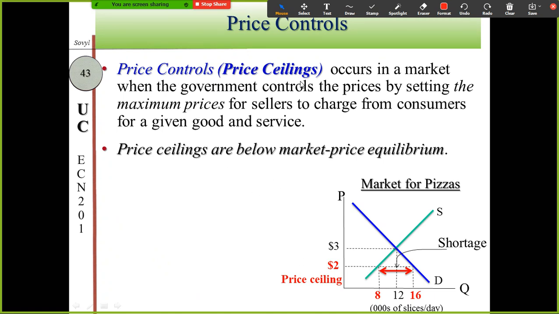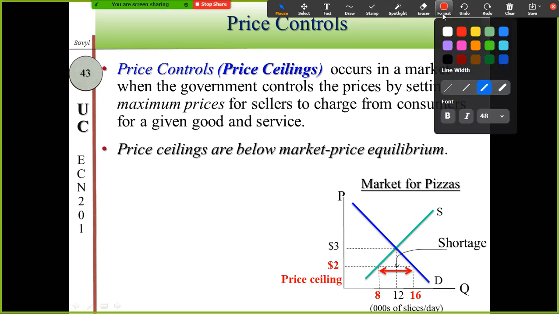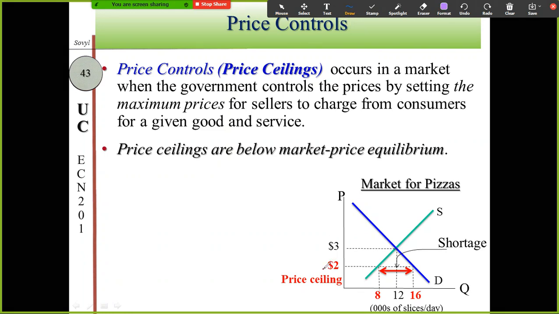Price ceilings are price controls that set a maximum price. However, it is a maximum price that in the market is still below the market price. When it is below the market price, based on the previous slide, this is a shortage. But this shortage cannot disappear. Why? Because the government controls the price. That means this price cannot go to 3. This price cannot increase. Why? Because the government says that $2 is the maximum. Cannot be 2.1, cannot be 2.2, cannot be 2.3, cannot be 2.4. $2 is the maximum price.